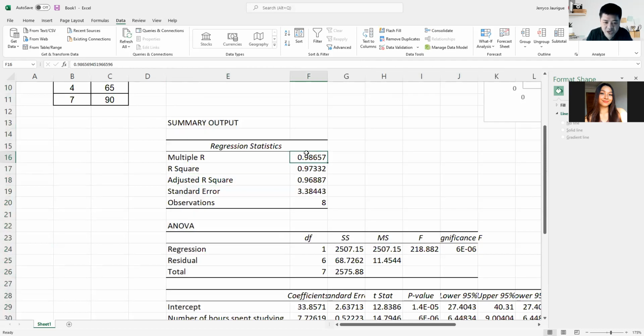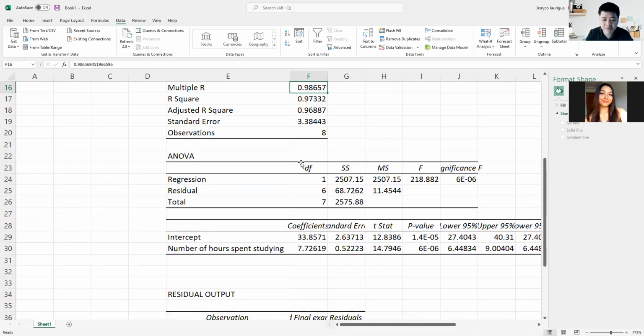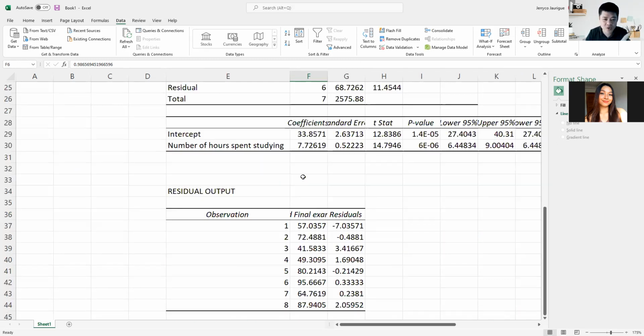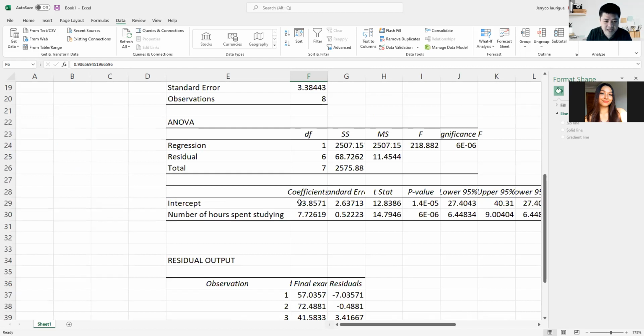You can have the multiple R here, which is the R value also. Pero dito absolute value, hindi nito papakita kung negative. So para malaman mo kung positive or negative, you can check for the correlation analysis, or you can look at the intercept. Ito bibigay sa inyo to kung negative or positive. So kung positive yung slope, pataas. Kung negative yung slope, pababa.